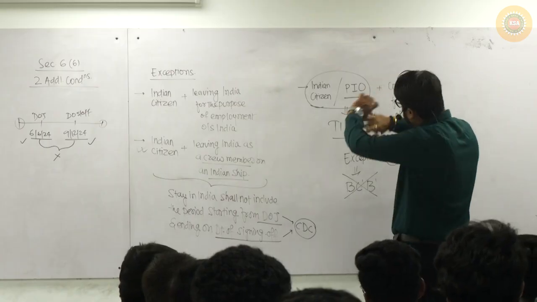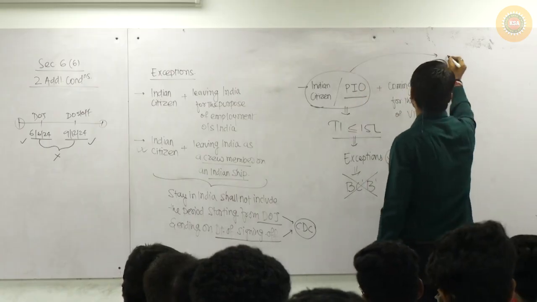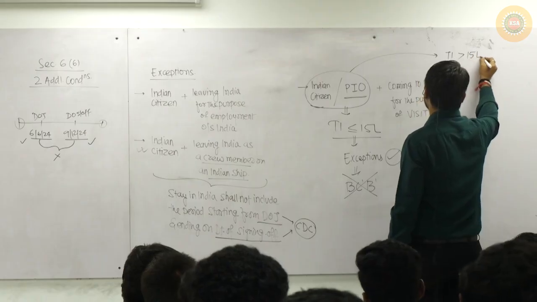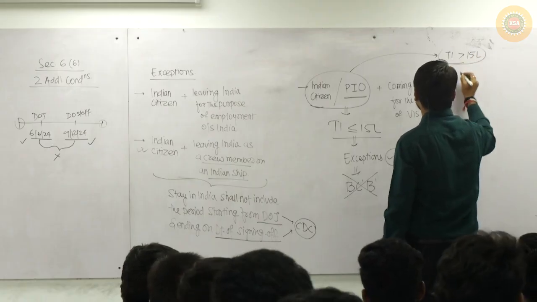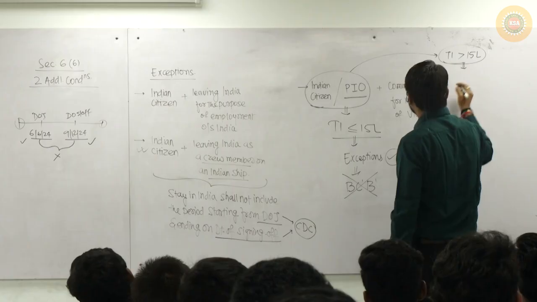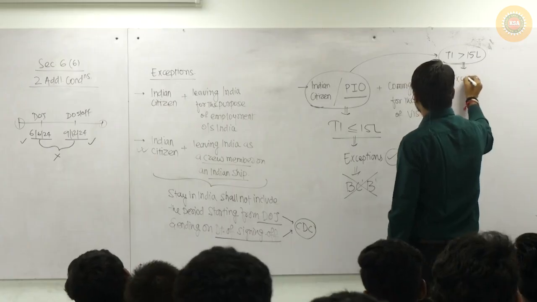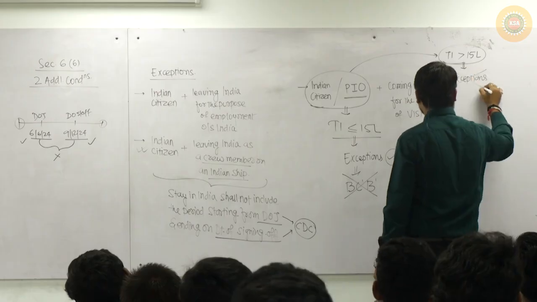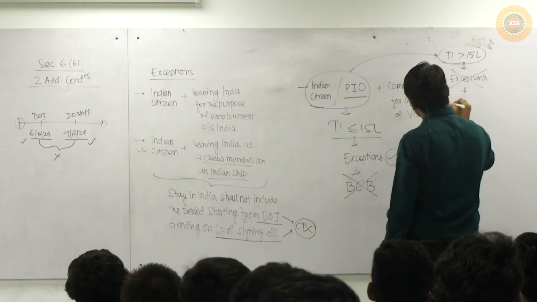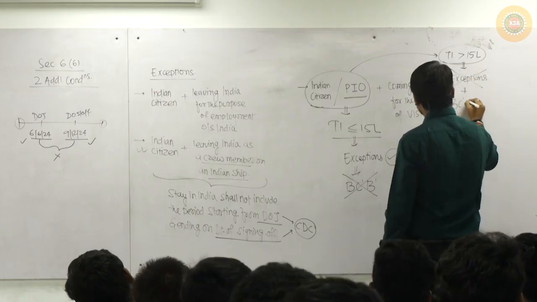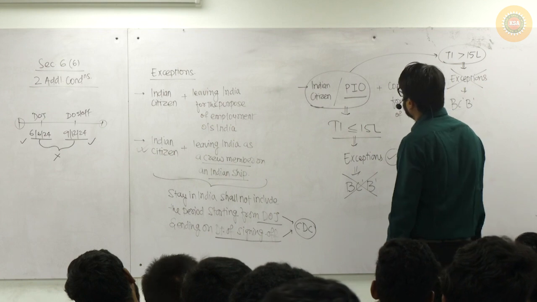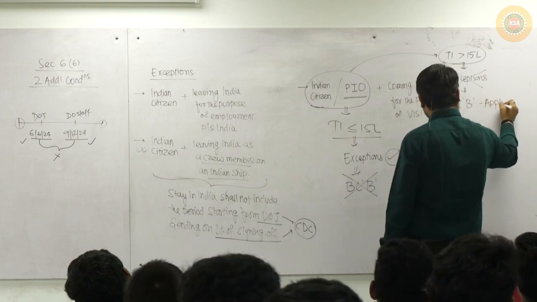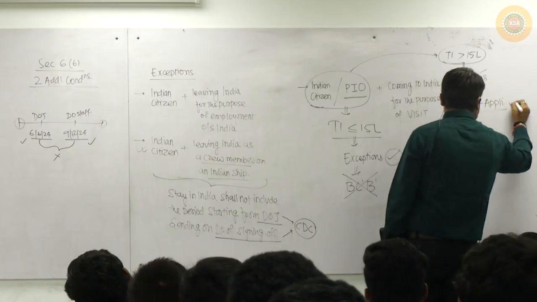This same case, if total income is more than 15 lakhs. Now tell me, will you be covered by the exceptions or not? You will not be covered by the exceptions. So now, will you check basic condition B or not? You will now check basic condition B. Now the basic condition B will become applicable.